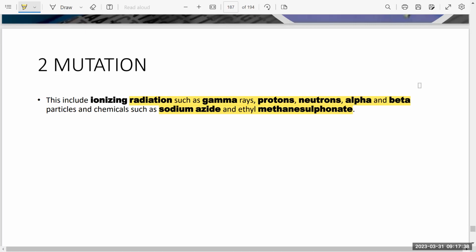Unfortunately, if a person, organism, or plant is exposed to ionizing radiation or chemicals, this can also induce mutation. Now, this phenomenon is used in breeding techniques. They expose them to different radiation levels, and after that, you're going to check.